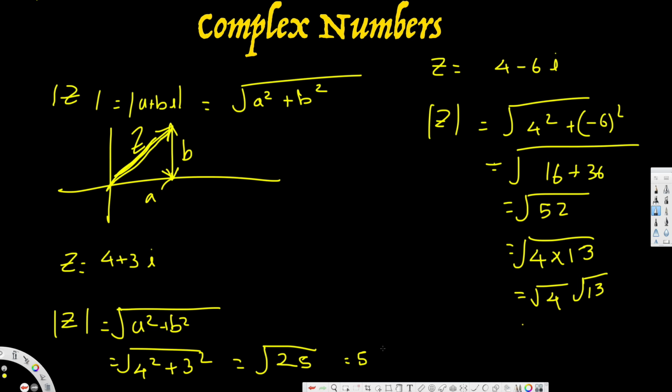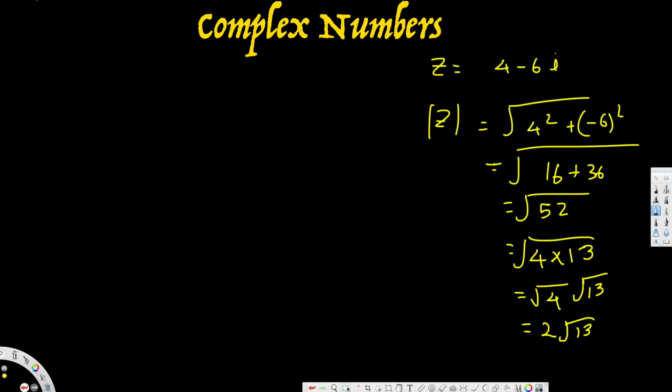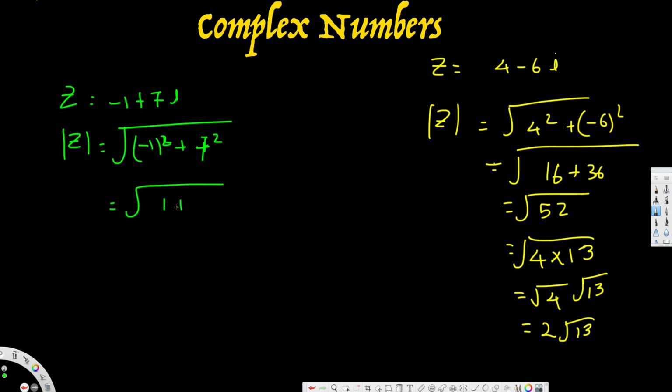Now let's look at one more example. Let's say we have a question like z, a complex number, is equal to negative 1 plus 7i. What is the absolute value? Again, square root of a square plus b square. A is negative 1, so negative 1 square, and b is 7, so 7 square. Negative 1 square is 1, 7 square is 49, and we get 50.